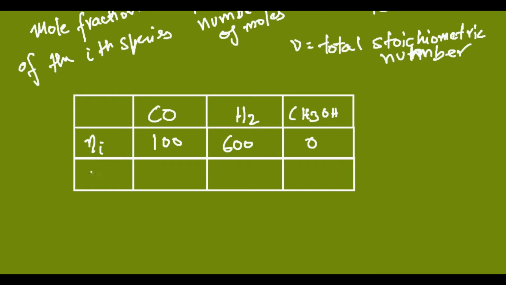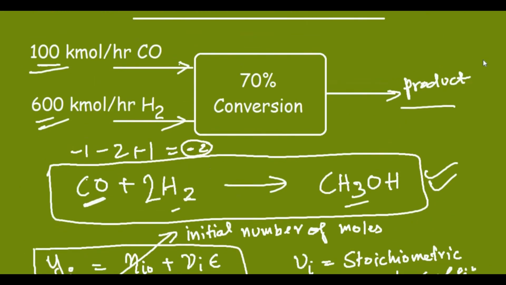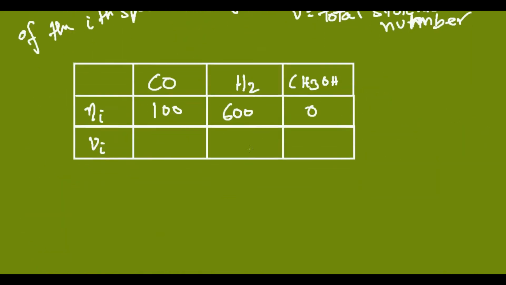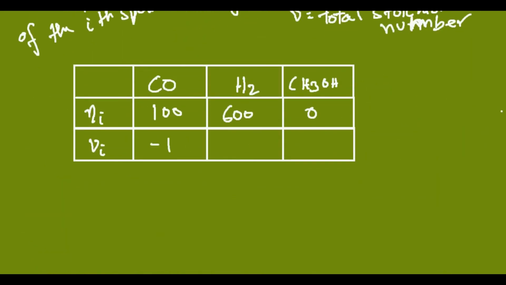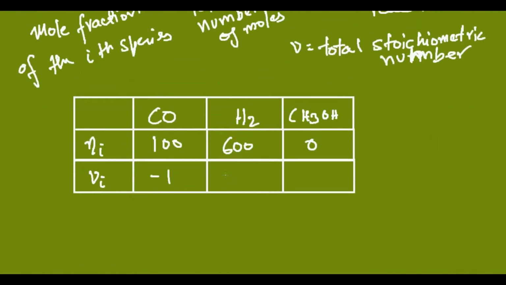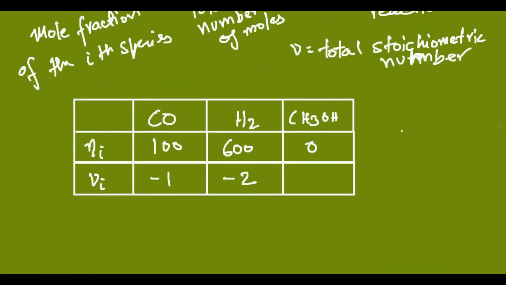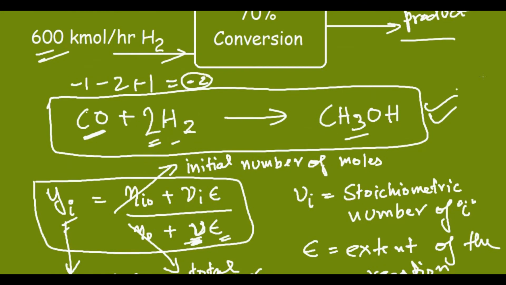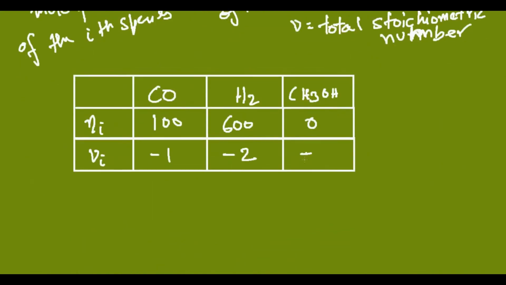Now here I will write the stoichiometric number. The stoichiometric number of CO is -1. For hydrogen, the stoichiometric number is -2. And for methanol, the stoichiometric number is +1. So what is the total stoichiometric number? The total stoichiometric number is -2. And what is the total number of moles? The total number of moles is 700.